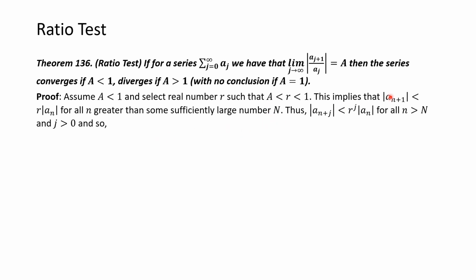And then if we take the modulus of a sub n plus j and repeatedly use this inequality here, we'll eventually get that it's less than r to the j times the modulus of a sub n for all n greater than some N and j greater than 0.